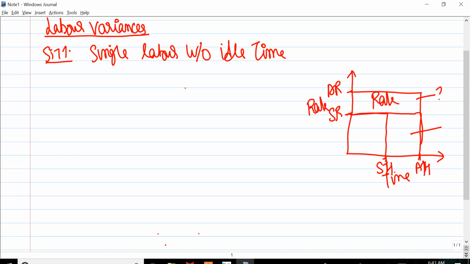What was this part called? Here it is called efficiency. Here it is called efficiency and rate. There it is called price and usage. I need not tell you the formula, you will tell me the formula.